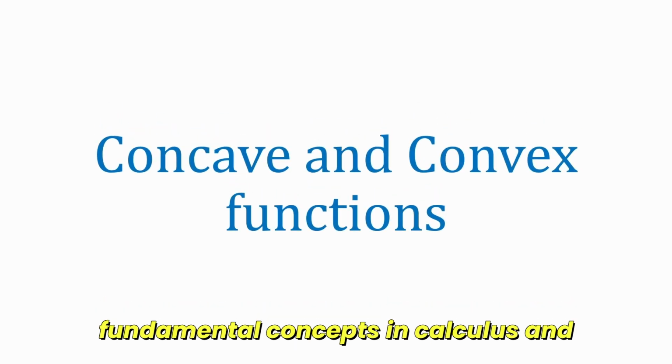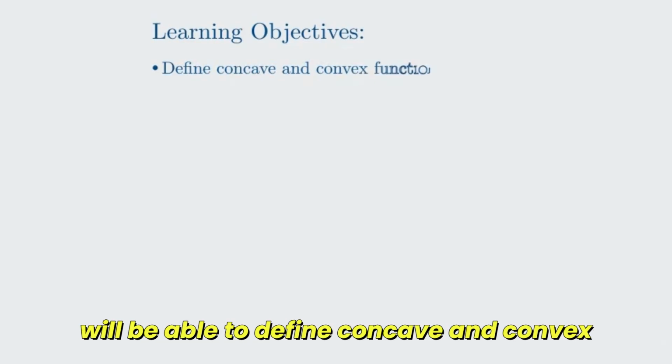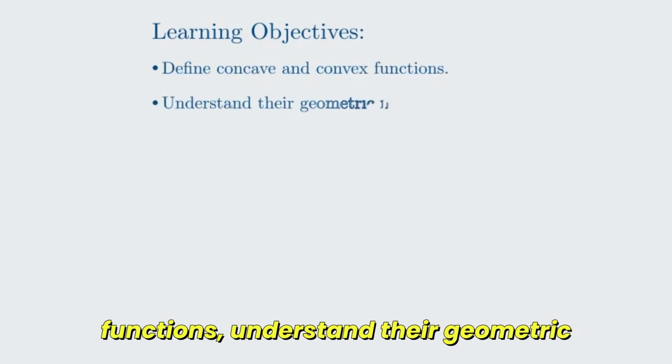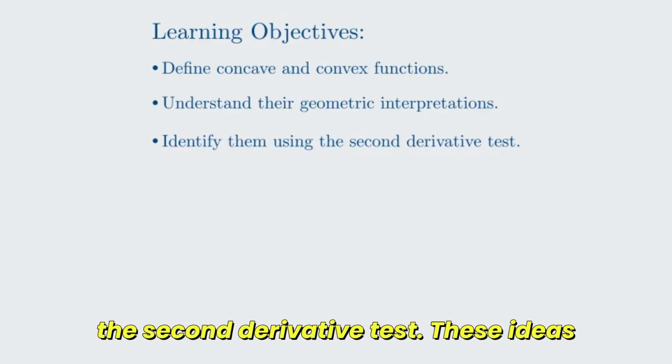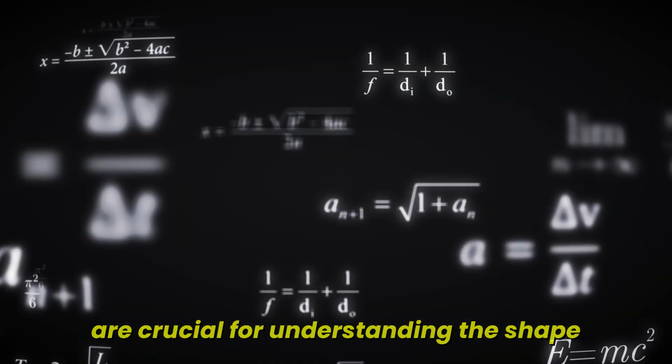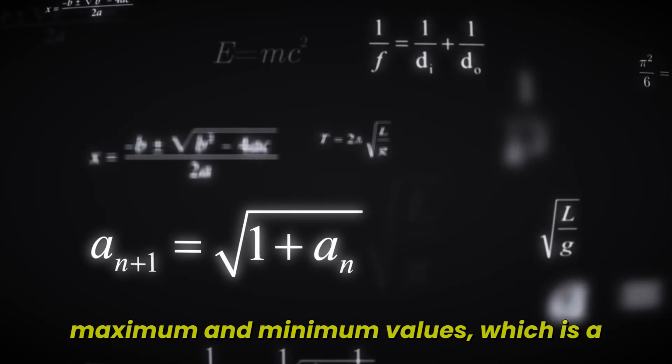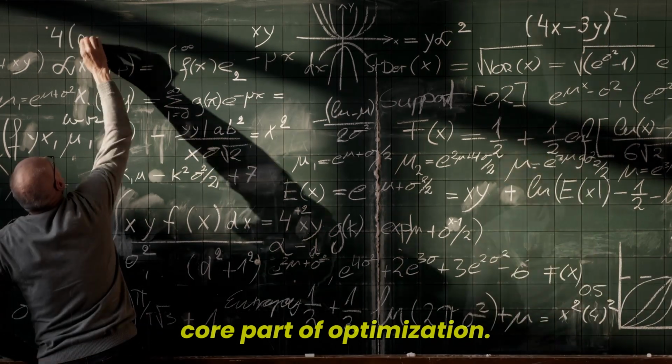Today we're going to explore two fundamental concepts in calculus and optimization: concave and convex functions. By the end of this video, you will be able to define concave and convex functions, understand their geometric interpretations, and identify them using the second derivative test. These ideas are crucial for understanding the shape of a function's graph and for finding maximum and minimum values, which is a core part of optimization.